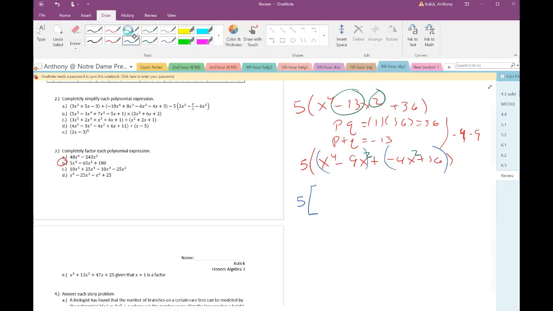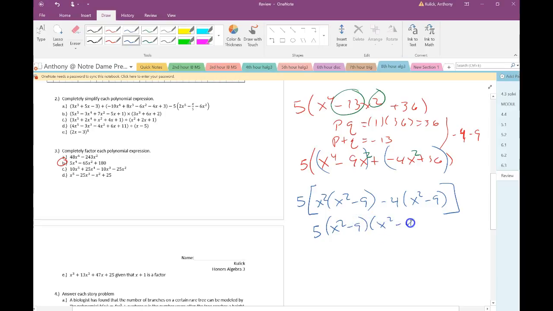Okay. From the first group, we can take out an x squared. And that leaves me with x squared minus 9. From the second group, I can take out a negative 4. And that also leaves me with an x squared minus 9. So I have 5 times x squared minus 9 times x squared minus 4.